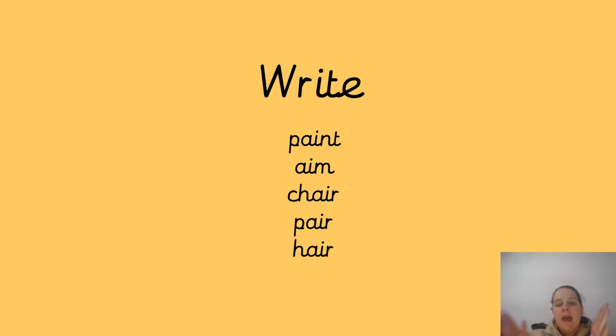So P, A, N, T, paint. A, M, aim. Ch, E, R, chair. P, A, R, pear. H, E, R, air. Okay, so write them down for me and then upload it to Class Dojo.